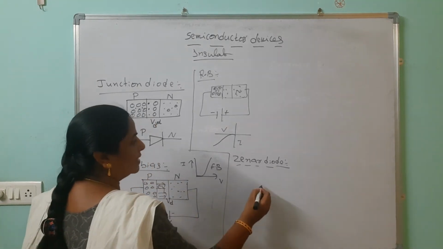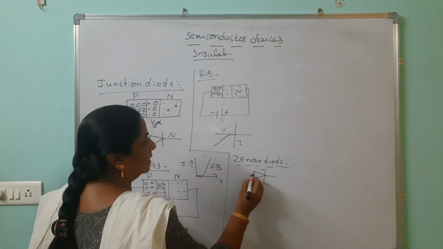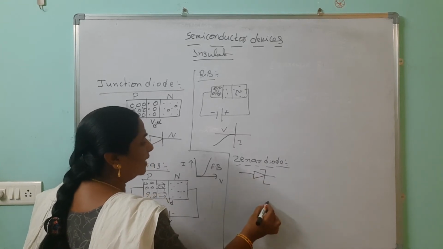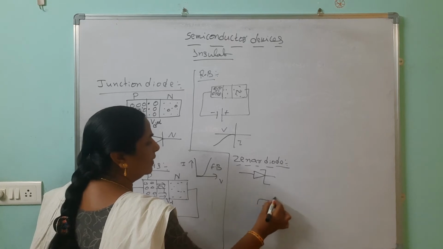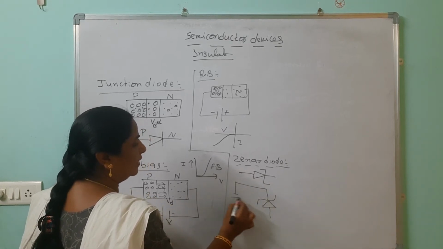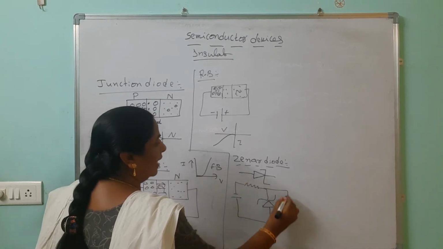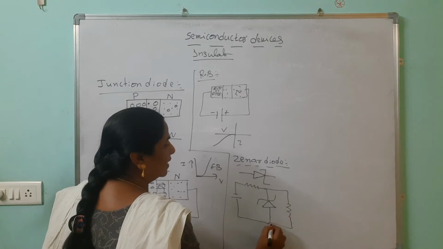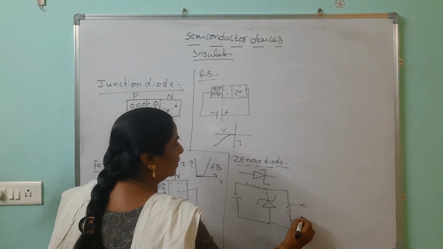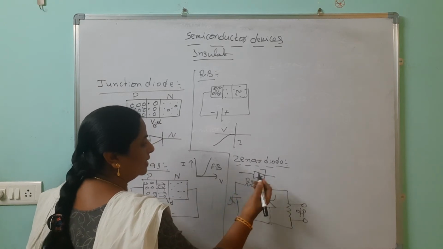Actually this is always connected like this. The Zener diode symbol is like this. This is the Zener diode. This is how it is connected in the circuit. See, this is reverse biased, so this side is negative and this side is positive. In between we take one resistance. Across this we take one load resistance. Here we get the output, and here we provide the input, and this is the series resistance.